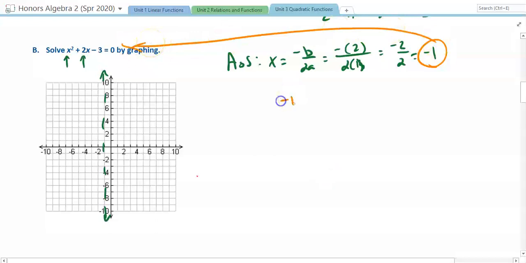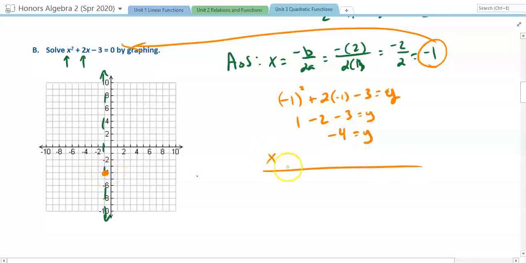And so we're going to get negative 1 squared plus 2 times negative 1 minus the 3. That's equal to our y value. And so negative 1 squared is positive 1. 1 plus 2 times negative 1 is 1 minus 2, which is negative 1. Minus the 3, that gives us our y value. So this is going to be negative 4 is equal to y. And so our dot is there.